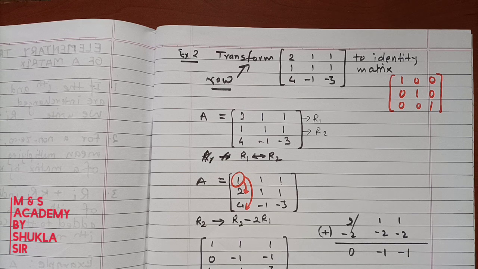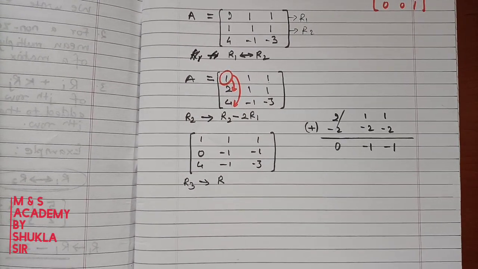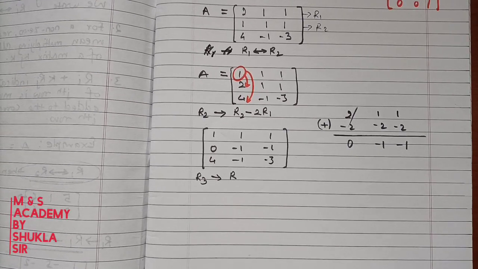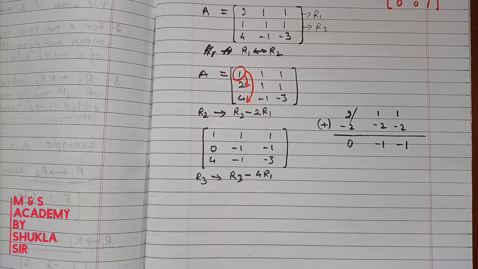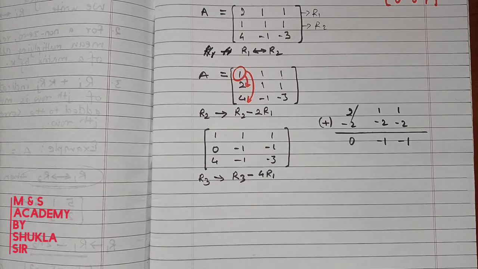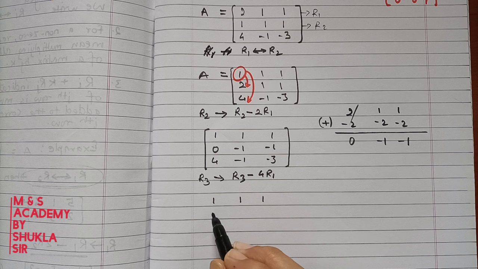Now we want to make this 4 as a 0. So we'll change R3 by R3 minus 4 times R1. So first row and the second row is not going to change. So we'll write 1, 1, 1, 0, minus 1, minus 1.